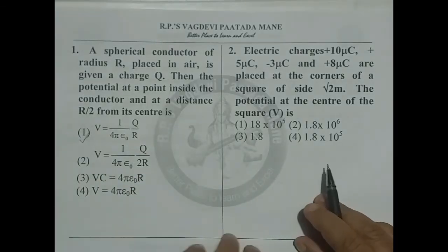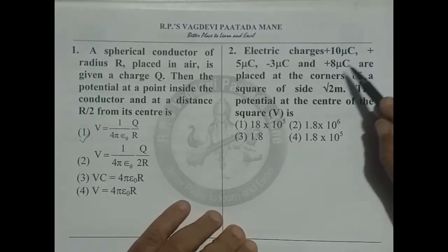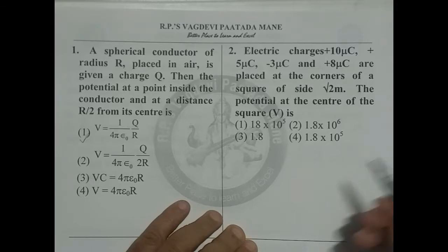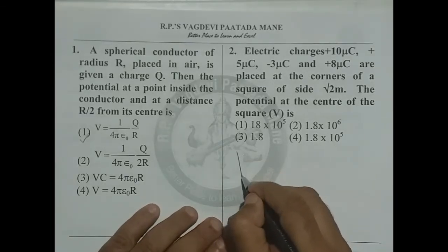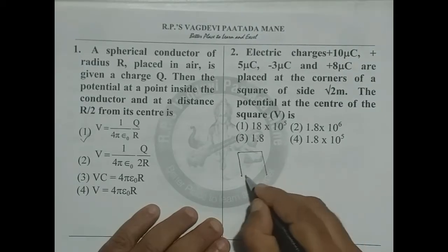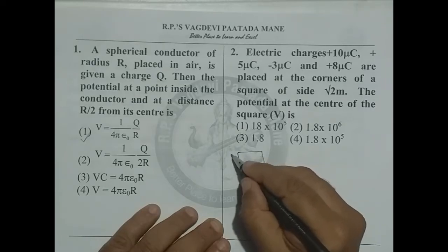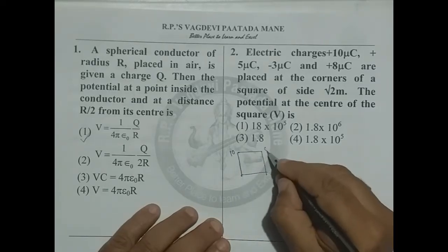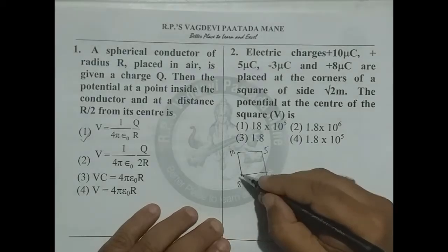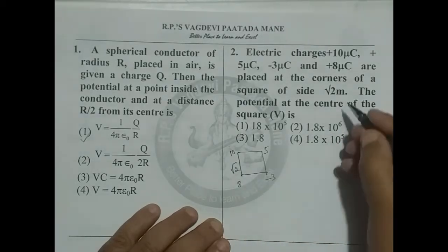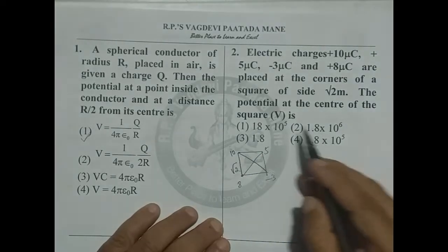Now, going for the second one. The electric charges 10 microcoulomb, 5, minus 3 and 8 are placed at corners of a square of side root 2 meter. Let me write the figure first. Say like this. And we have charge 10 here, we have charge 5 here, minus 3 and 8. And side of this square is given to be root 2 meter. We are asked to calculate potential at the center.